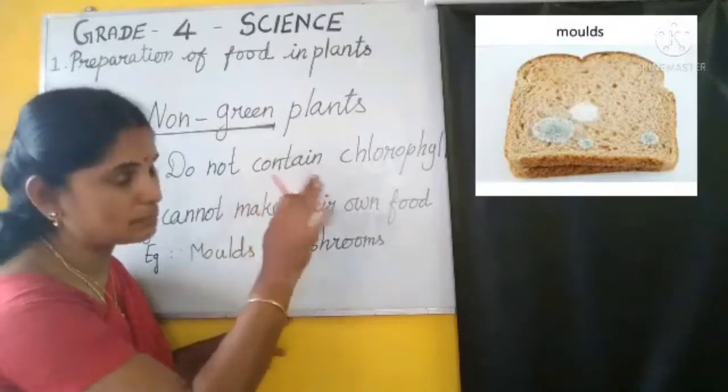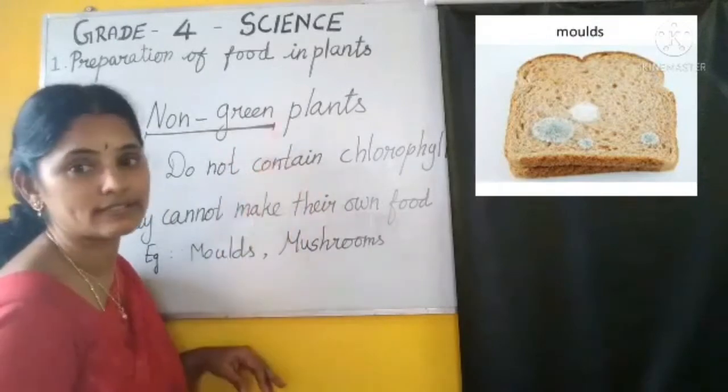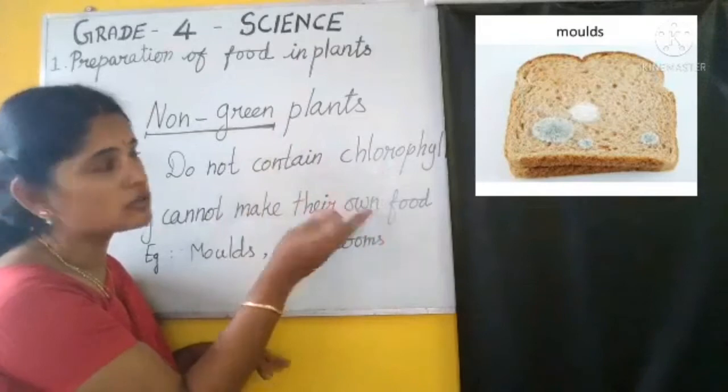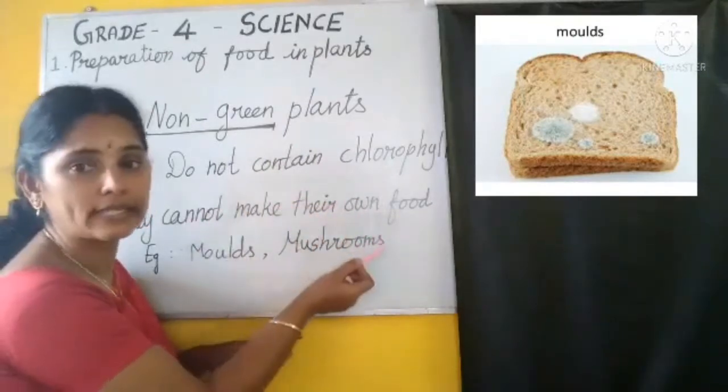எப்படி இருக்கு? White color patchy இருக்கா? That's why they are non-green plants. ஏன் white color இருக்கு? Because there is no chlorophyll. So, அதால food prepare பண்ண முடியாது. They cannot make their own food.